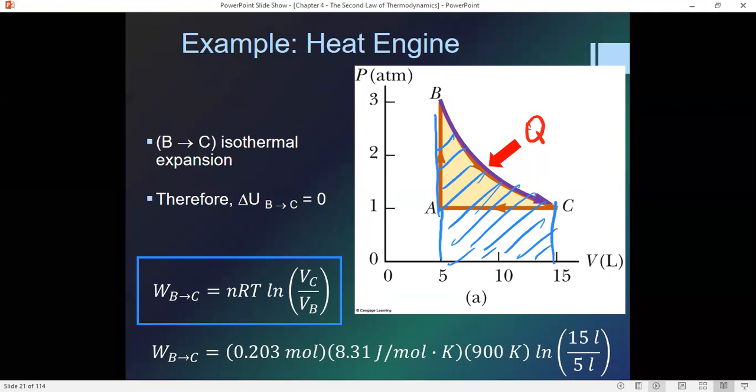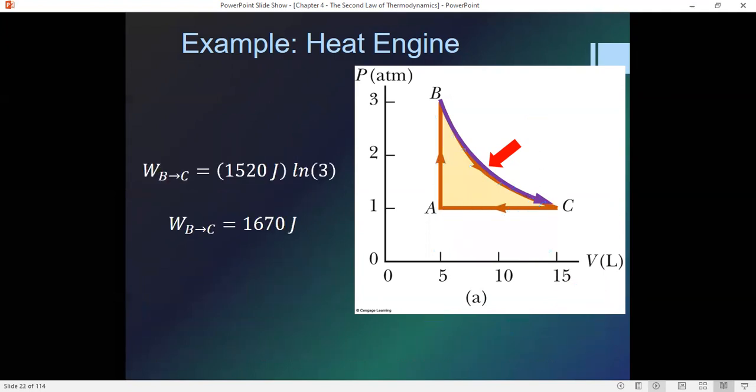Okay? Now, let's plug in our numbers. We have 0.203 moles. There's R, that's always 8.31. We're expanding isothermally at 900 degrees Kelvin, and we go from 15 to 5 liters. By the way, notice I don't have to change this to meters cubed, okay? The liters divided by liters cancels out, so it just becomes the natural log of 3. There are no units in there. I didn't have to do any conversion.